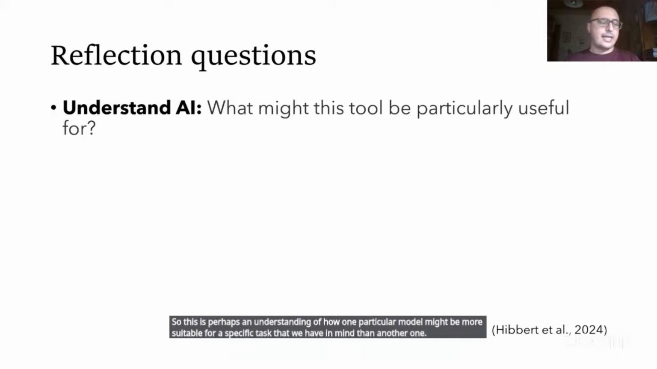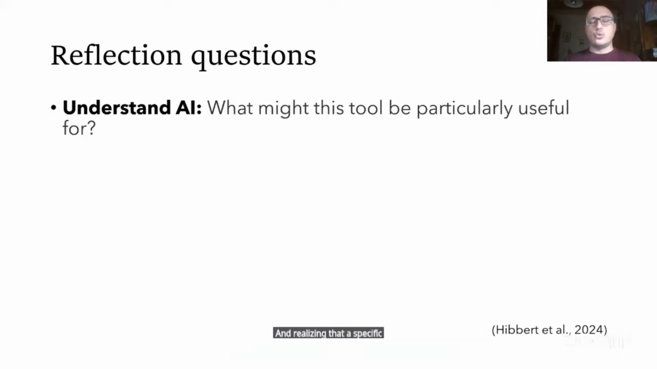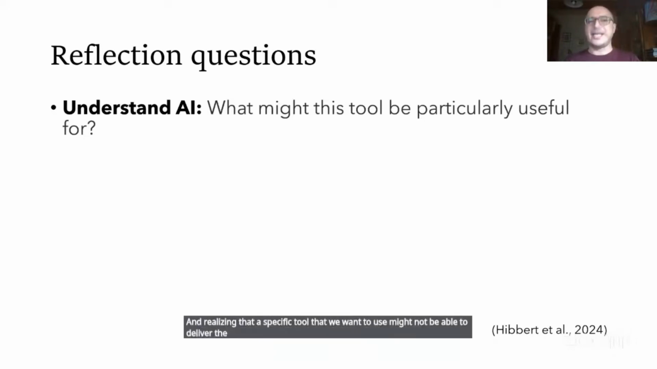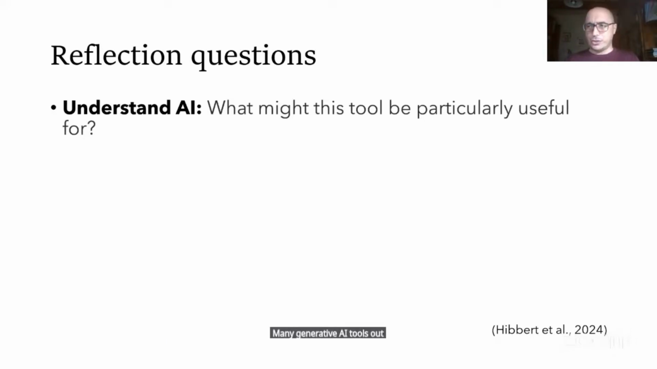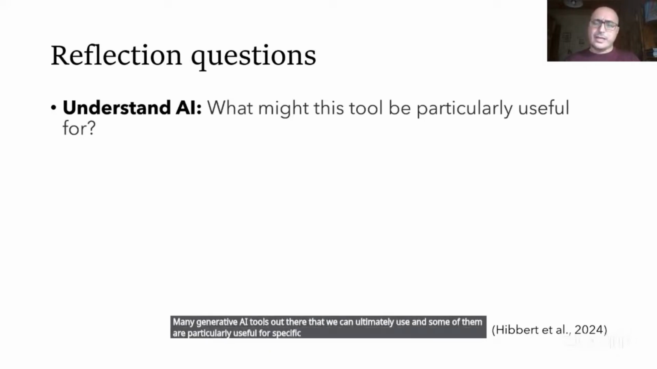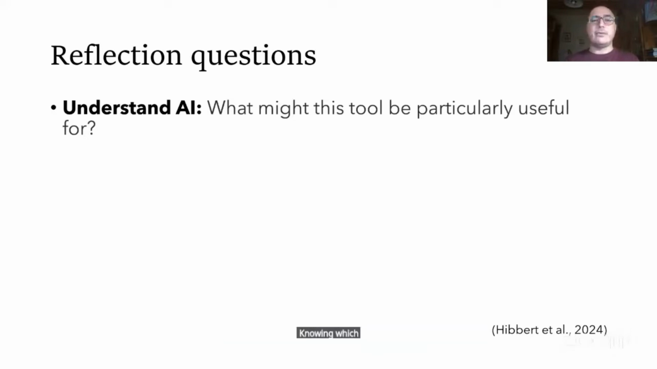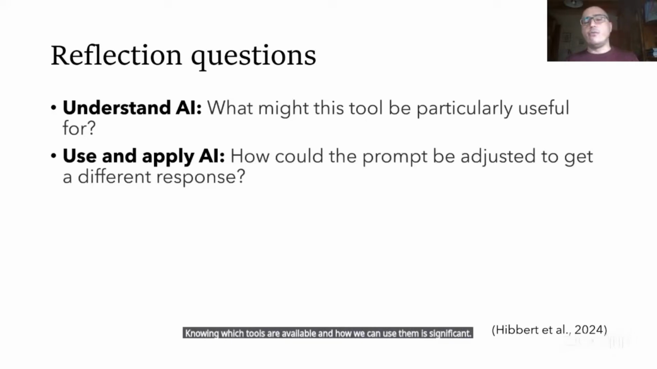And realizing that a specific tool that we want to use might not be able to deliver the output that we have in mind, and hence we need to go to another tool. And there are many, many generative AI tools out there that we can ultimately use. And some of them are particularly useful for specific tasks. So when it comes to that basic level of AI literacy, knowing which tools are available and how we can use them is significant. Then we can move on to use and application.